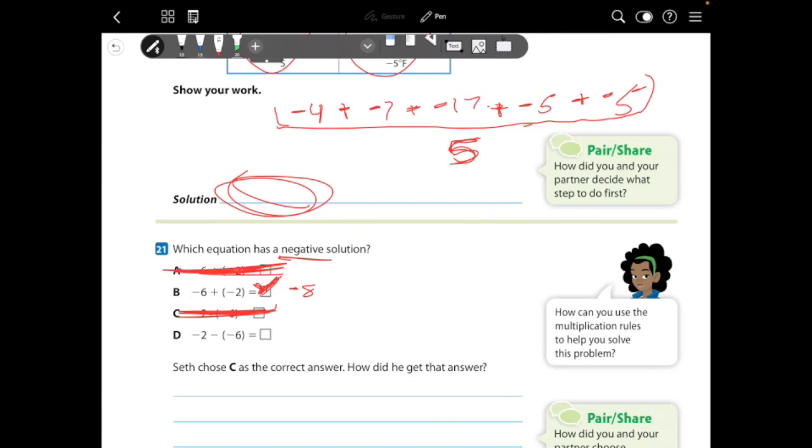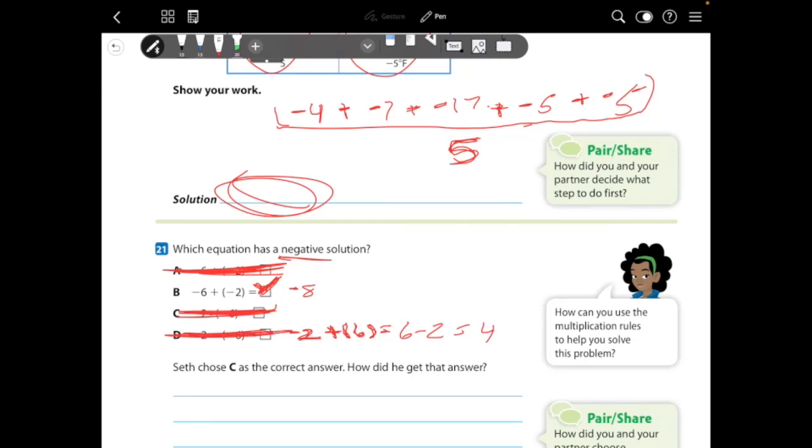Now, how do I rewrite -2 minus -6 as an addition problem? Well, the first addend stays the same. So -2 comes over. I change it from a subtraction problem to an addition problem. And then I add the opposite. So what's the opposite of -6? That's 6. And this can be rewritten as 6 minus 2 because of the commutative property. And 6 minus 2 is equal to 4, which is not a negative solution.